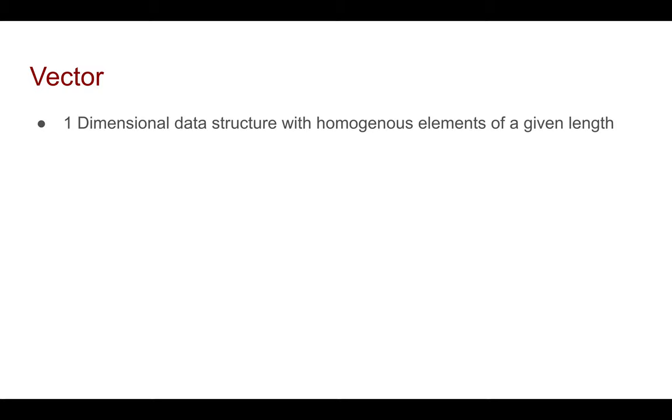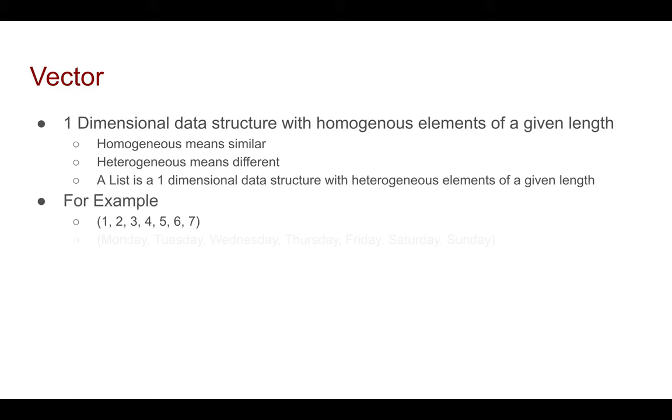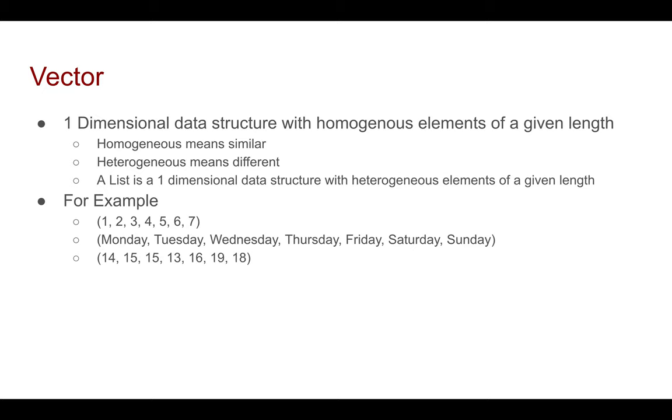Vectors are one-dimensional data structures with homogeneous elements of a given length. Now, homogeneous just means similar, and the opposite of homogeneous is heterogeneous, which means different. And a list is similar to a vector in the sense that it's also a one-dimensional data structure, but this time a list will have heterogeneous elements of a given length. So that's the difference between a list and a vector, what type of elements we're looking at. But let's focus on vectors and look at some examples.